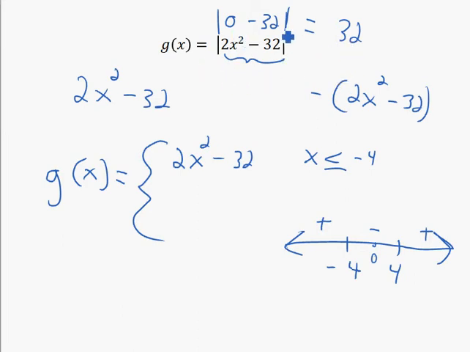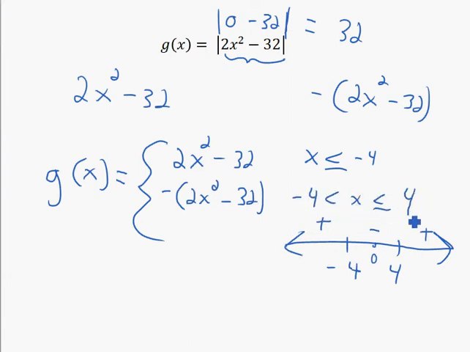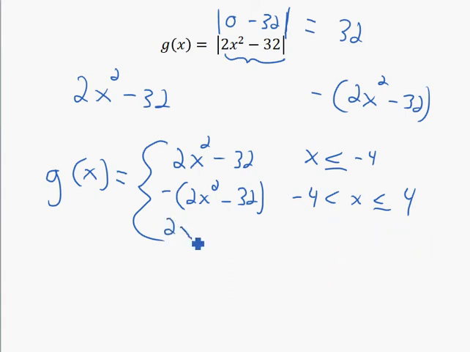What that means is g of x will be the opposite of 2x squared minus 32 for any values between negative 4 and 4. And then the final interval from 4 to infinity, it's positive again, which means the absolute value is not going to affect it. So we will just have 2x squared minus 32 for any x value greater than 4.